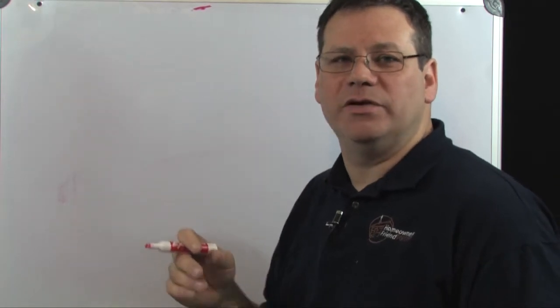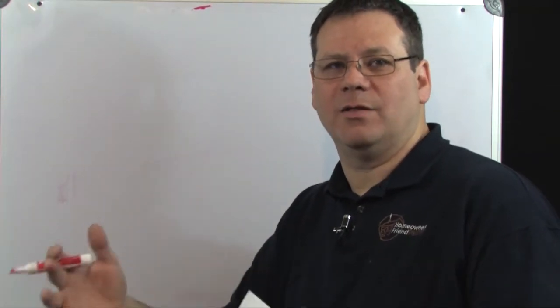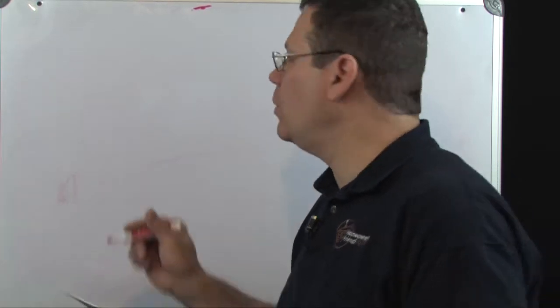So let's do a quick example so you can understand the watts and watt hours and kilowatt hours a little bit better. And we'll use a simple 60 watt light bulb.